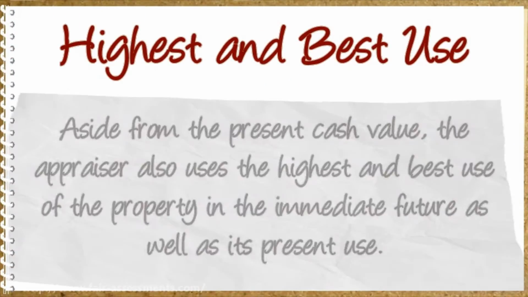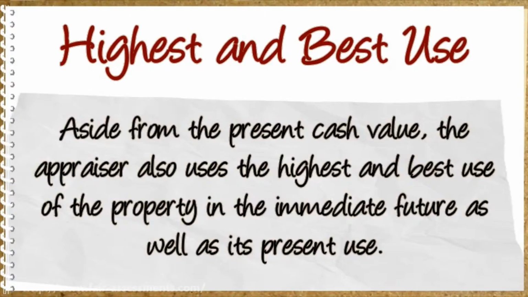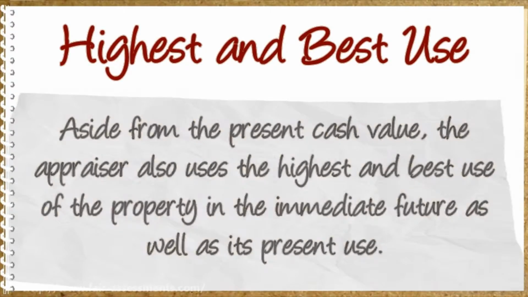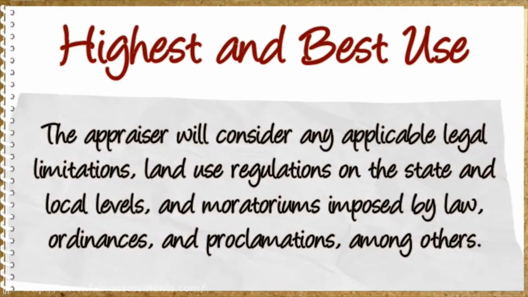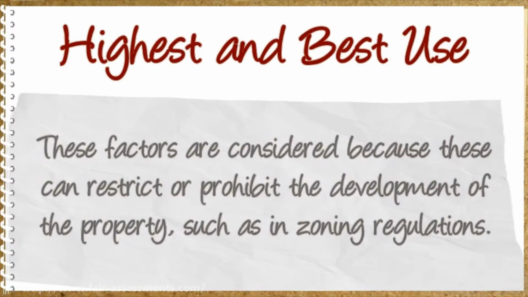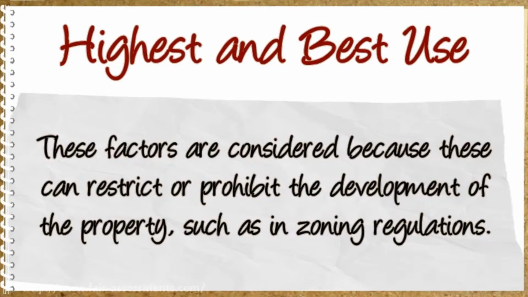Highest and best use. Aside from the present cash value, the appraiser also uses the highest and best use of the property in the immediate future as well as its present use. The appraiser will consider any applicable legal limitations, land use regulations on the state and local levels, and moratoriums imposed by law, ordinances, and proclamations, among others. These factors are considered because these can restrict or prohibit the development of the property, such as in zoning regulations.